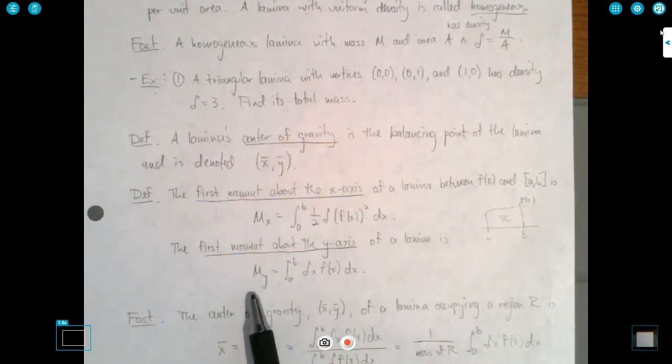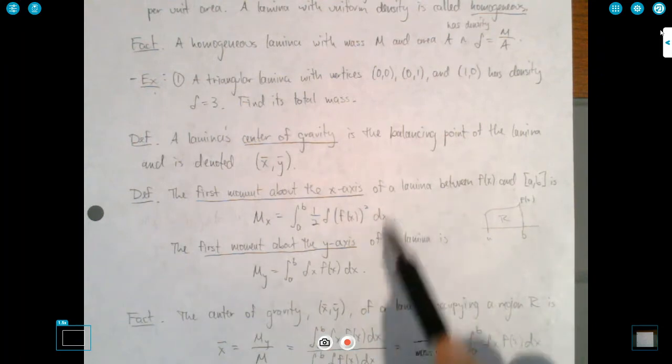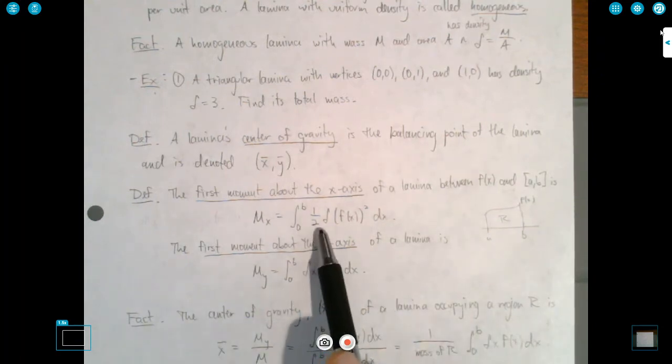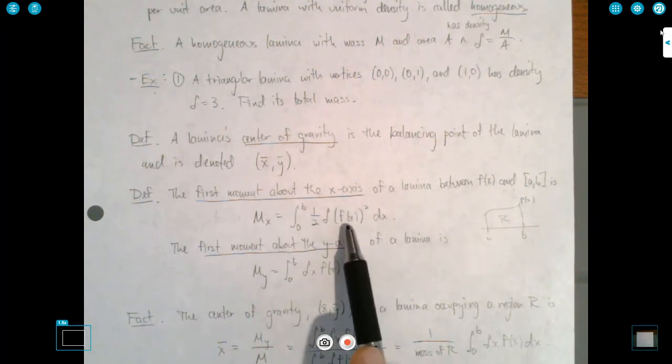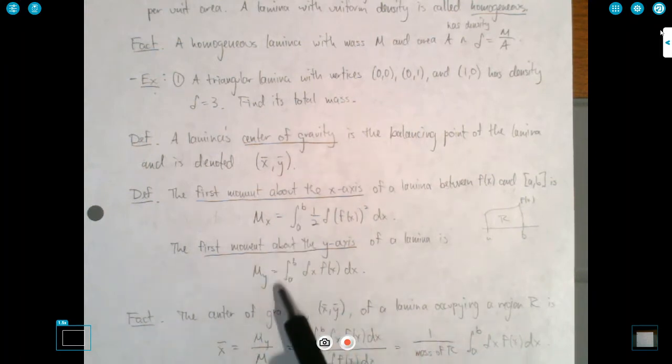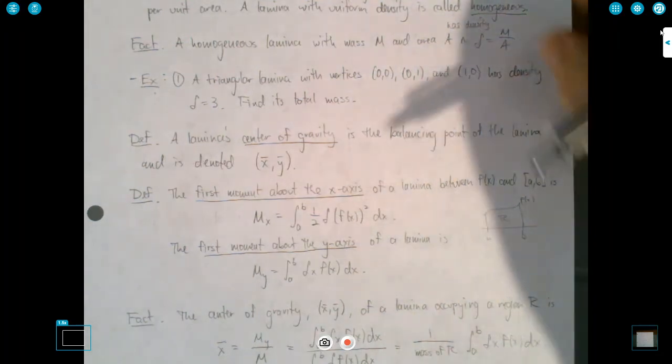This is the moment about the y-axis, and be careful, they're not the same, right? They're not the same. So this one is the integral from a to b of not 1/2 delta, but just delta, and then not f of x squared, but x times f of x dx. Right, so you've got different formulas for m sub x and m sub y. The first moment about the x-axis, the first moment about the y-axis.